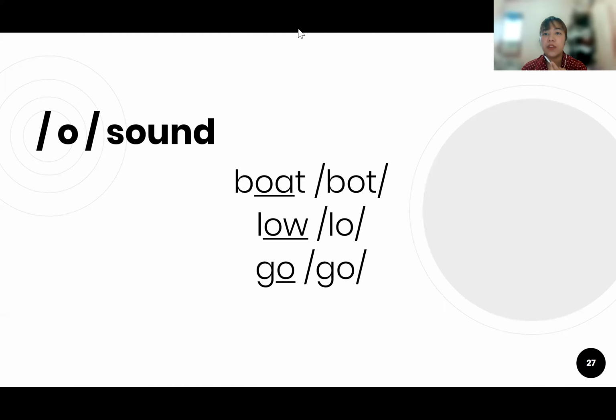Same with, let's say, the word do. For the word do, your OO there makes the O sound. So we transcribe it with your letter D, and then for the OO, it makes the closed O sound. So we write it as this one. When you read it, it's not "duff," it's "do." So closed O stands for, or produces, the O sound.